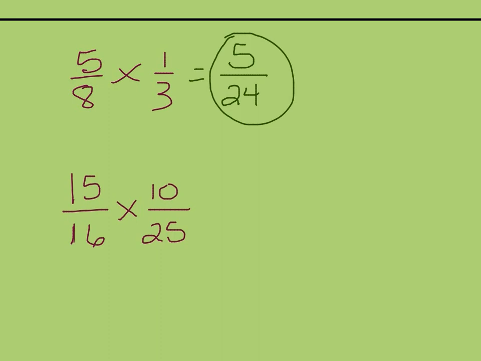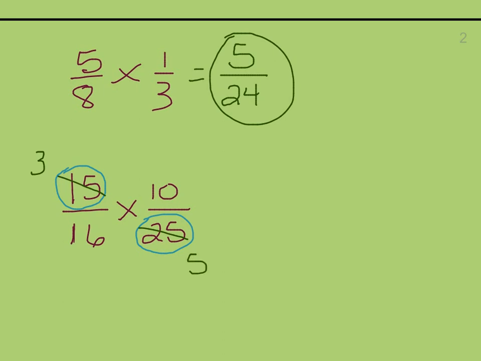Looking at this last one, I see that 15 and 25 can both be divided by 5. They both have a 5 in common, so I'll circle those. Then I'll divide them both by 5. 15 divided by 5 is 3. 25 divided by 5 is 5.